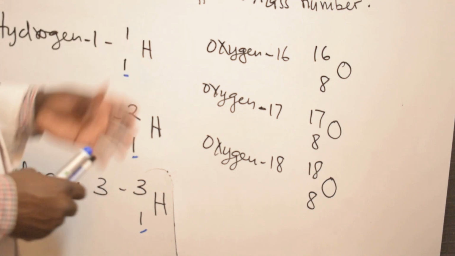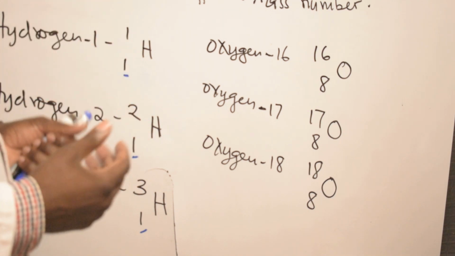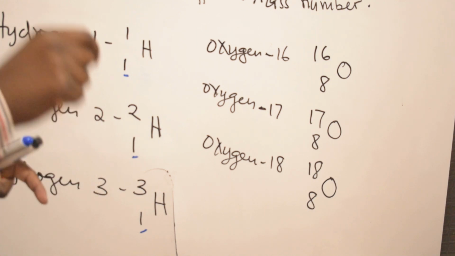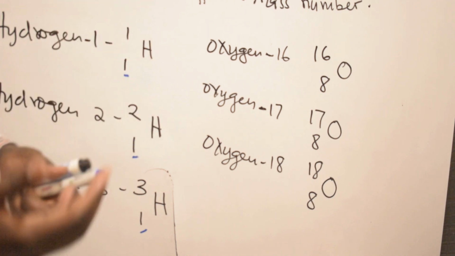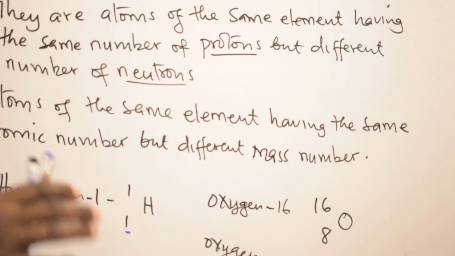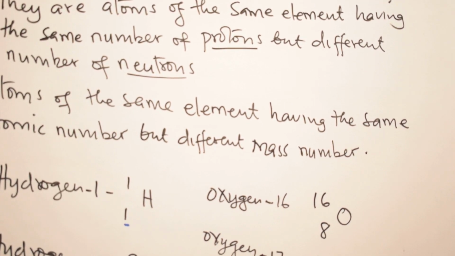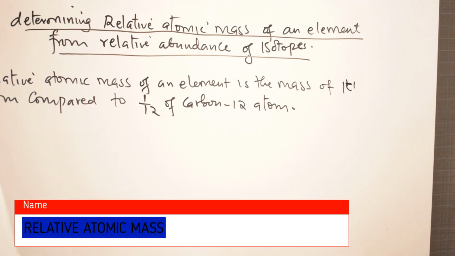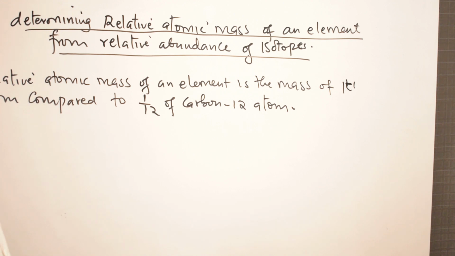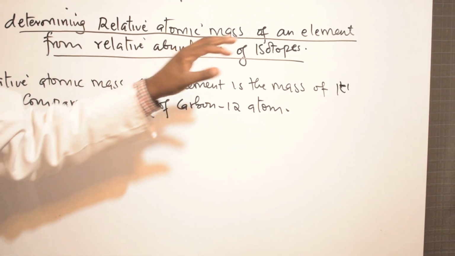So let me take you through how we can find the relative atomic mass of an element which has isotopes. In other words, it has atoms of different mass numbers but the same atomic numbers. Now, let us discuss the relative atomic mass of an element, and more so, the relative atomic mass of an element with isotopes.